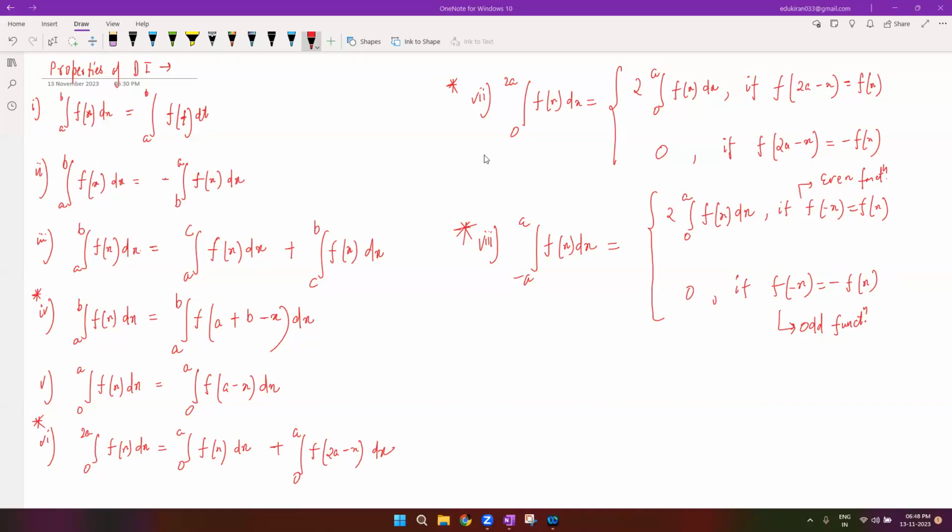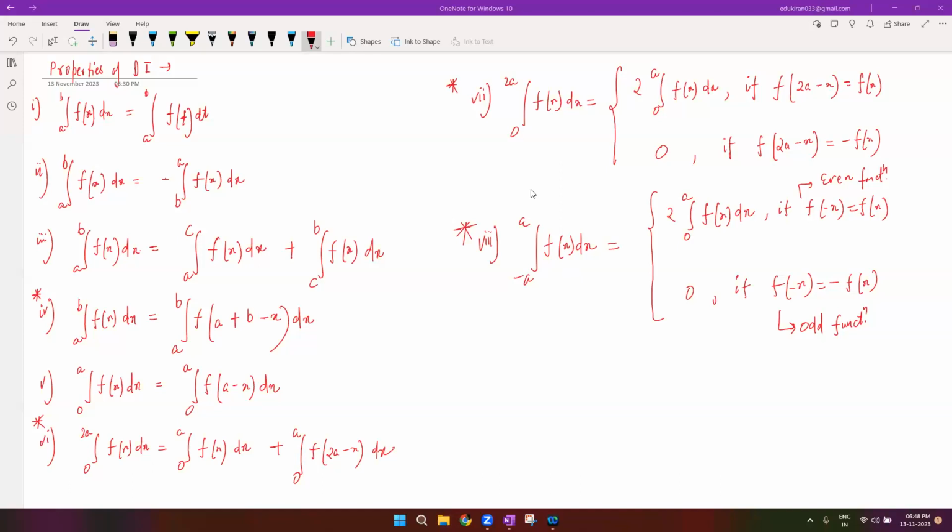We are on exercise 7.11 from definite integration. This is the most important exercise in definite integration. We were discussing properties and I have just started. So let's start understanding the properties of definite integration.